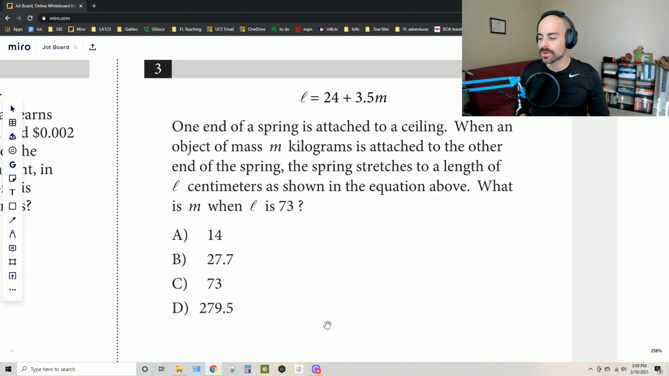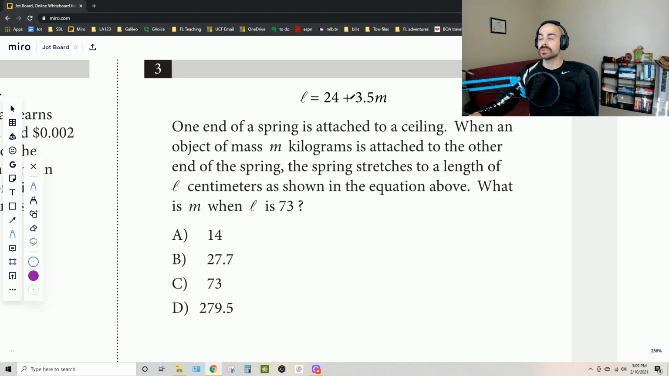If you were in your typical algebra class, what your teacher would do is just ask you to solve for m when this was already 73. And this is all a bunch of word problems to get in the way of you recognizing it is as simple as that. So if we were to rewrite this as 73 equals 24 plus 3.5m, I can then just solve for m. And there's two ways to go about it.